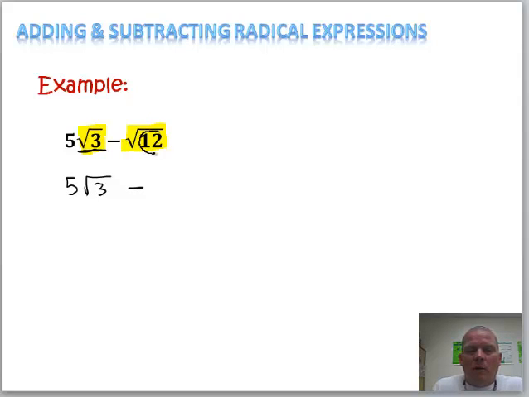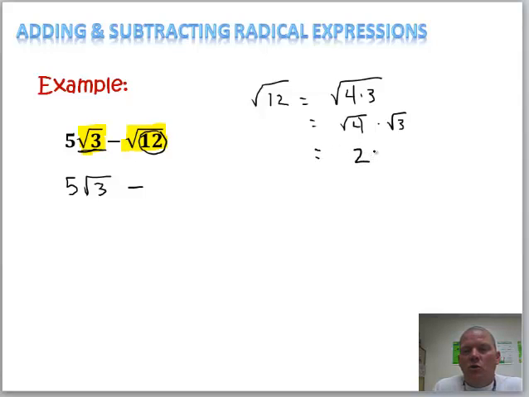Now the square root of 12, that can be rewritten as the square root of 4 times 3, which is the square root of 4 times the square root of 3. Notice we got that square root of 3. We're looking for that. The square root of 4 is a perfect square, so that's just 2. And then I have my square root of 3. So now, instead of writing the square root of 12, I'm going to replace it with 2 times the square root of 3, because those are equal to each other.